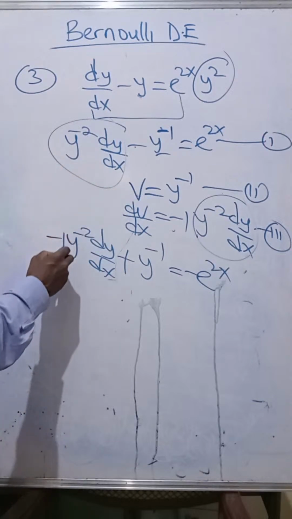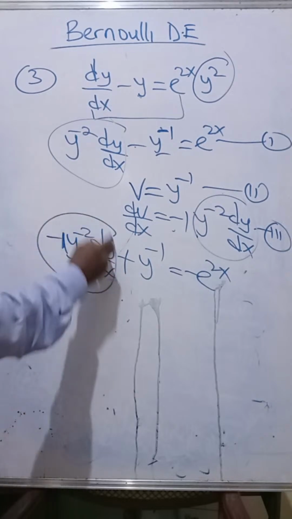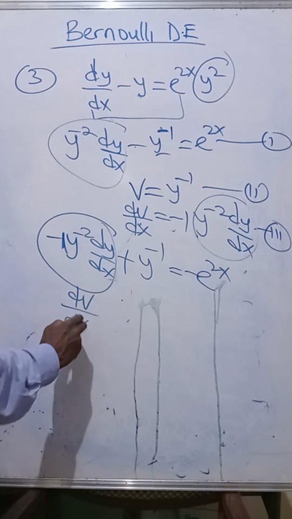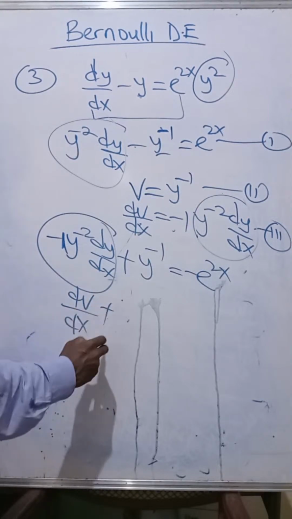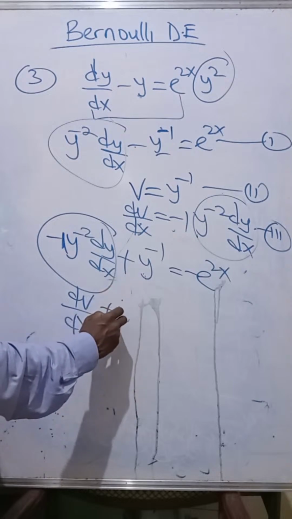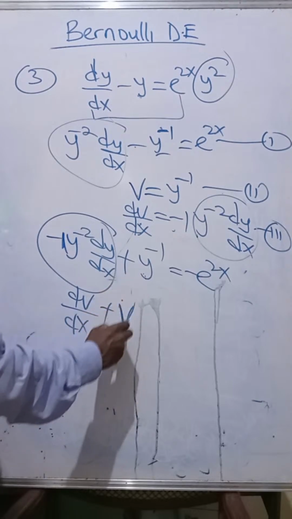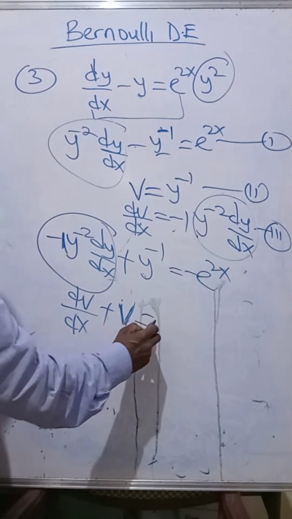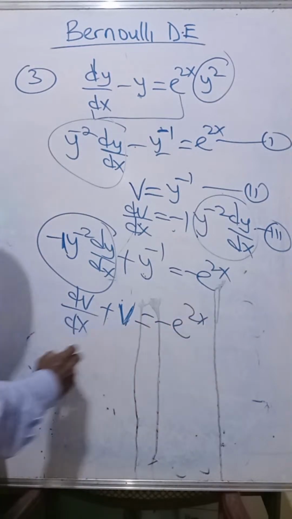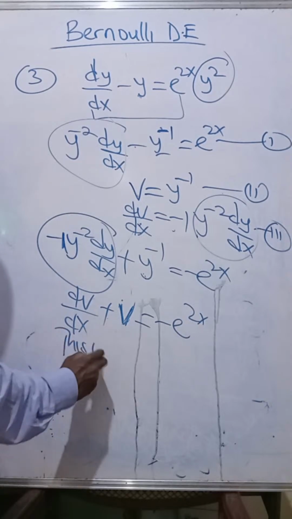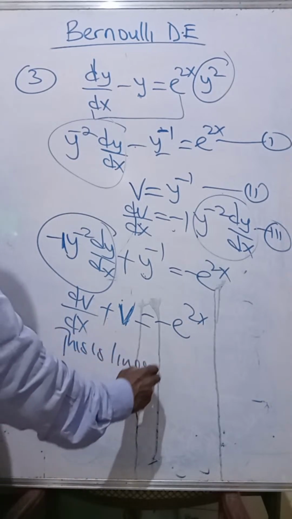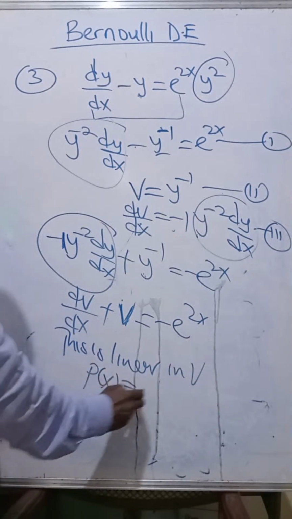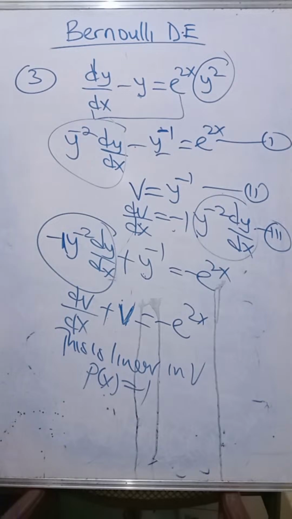But if you look at this one times 1, and equation 3 is the dv dx. Then plus, this one will be v. This is v, and then we have minus e to the 2x. So this is linear in v. This is a linear equation in v, whereby p of x is equal to 1. My p of x is equal to 1.